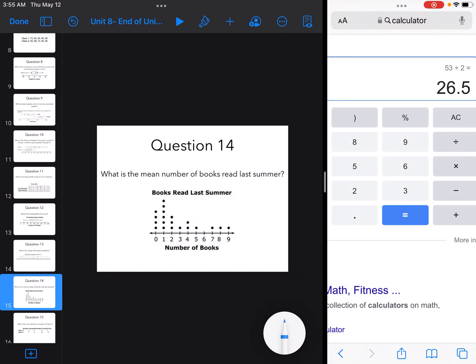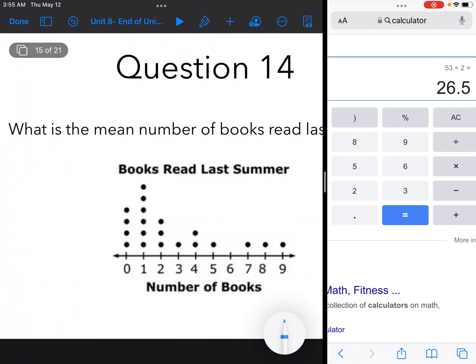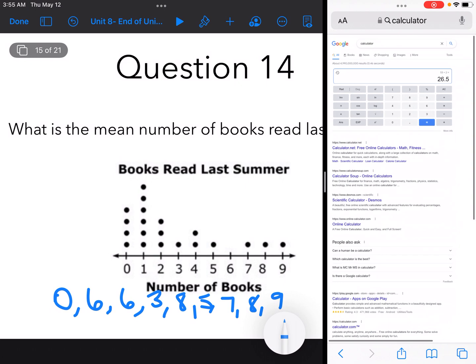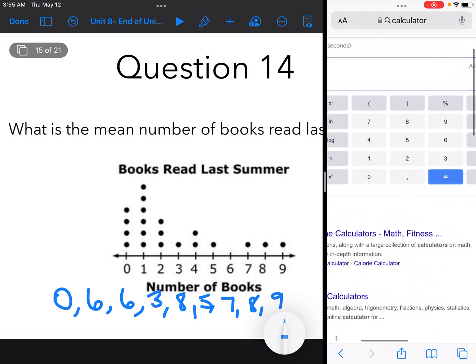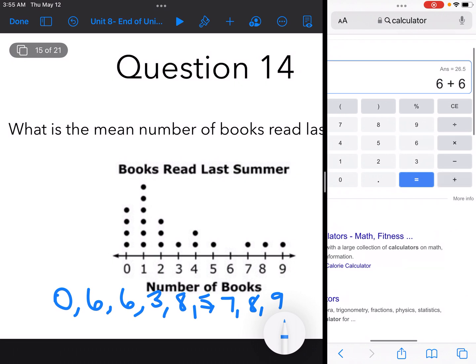What is the mean number of books read last summer? Okay, well, I know that I have 4 zeros, and then I have 1, 2, 3, 4, 5, 6 ones, and then 2, 4, 6 for the 2 books, 3, 8, because 2 times 4 is 8, 5, 7, 8, and 9. So I'm going to add those numbers up. And I get 52.